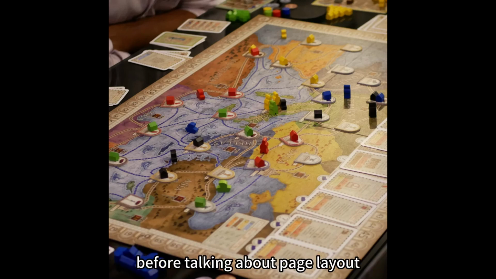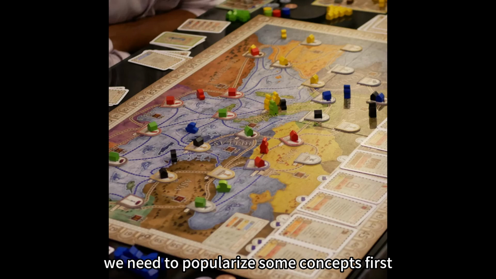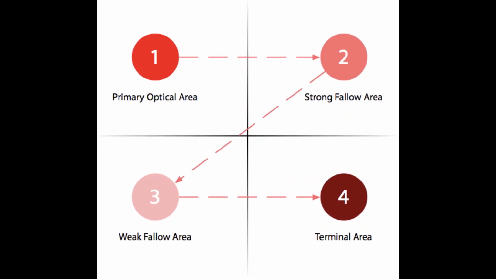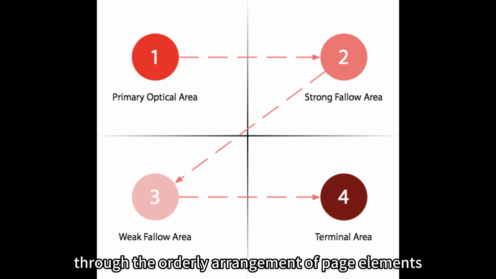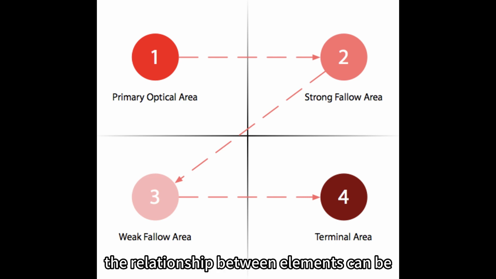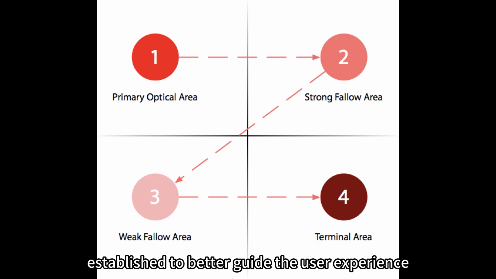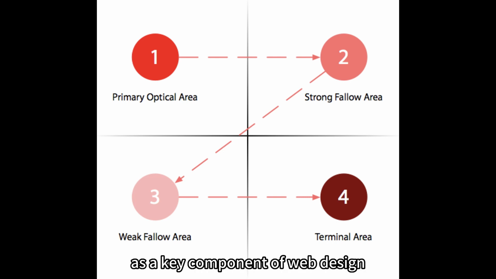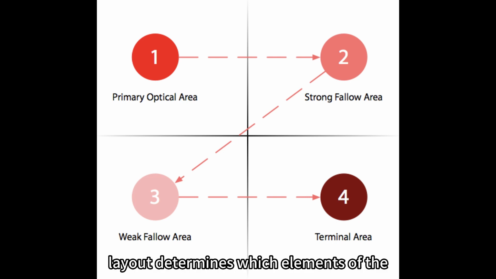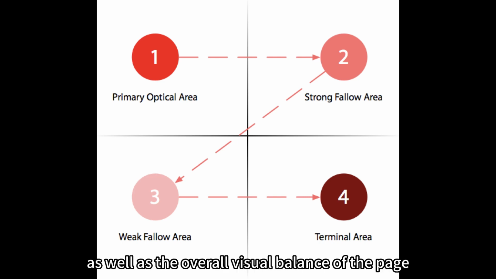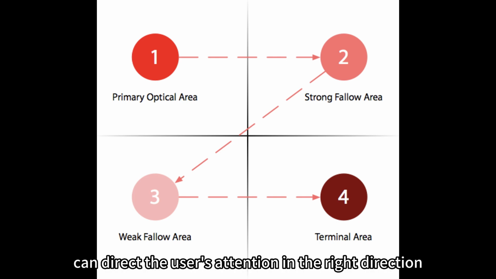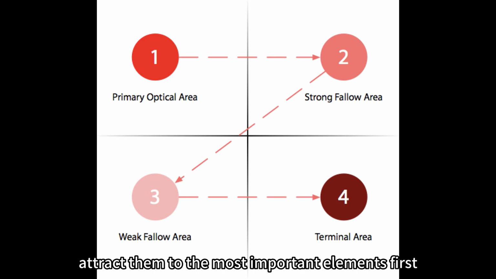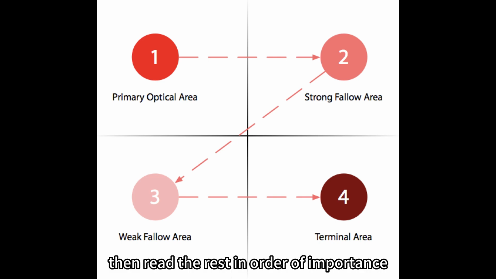Before talking about page layout, we need to popularize some concepts first. Page layout. A page layout is the arrangement of all the visual elements on a web page. Through the orderly arrangement of page elements, the relationship between elements can be established to better guide the user experience. As a key component of web design, layout determines which elements of the page receive the most attention, as well as the overall visual balance of the page. In conclusion, a good page layout can direct the user's attention in the right direction. Attract them to the most important elements first, then read the rest in order of importance.